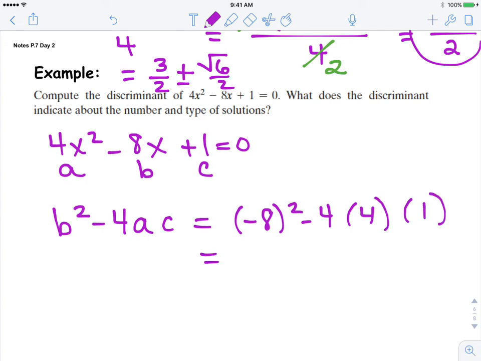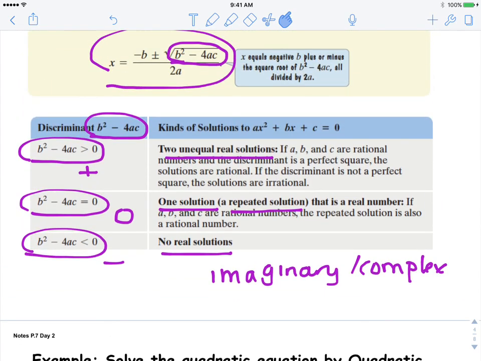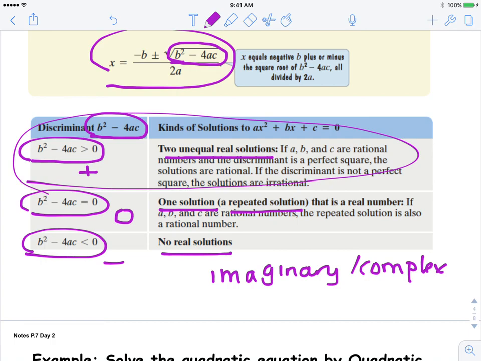And now we simplify. So negative 8 times negative 8 is positive 64. Negative 4 times positive 4 times 1 is minus 16. Continue simplifying, combining those terms to give you 48. So this is a number greater than 0. It's a positive. So the situation is you're going to have two unequal real solutions.